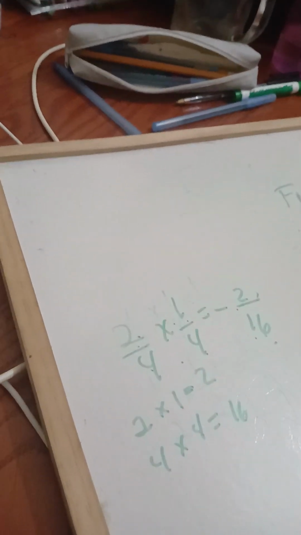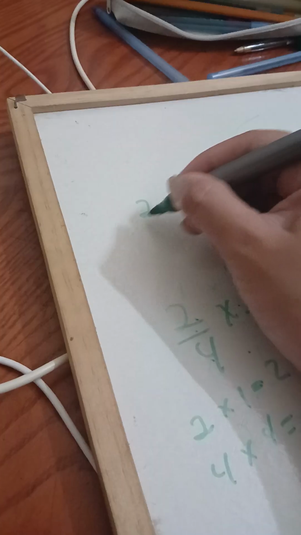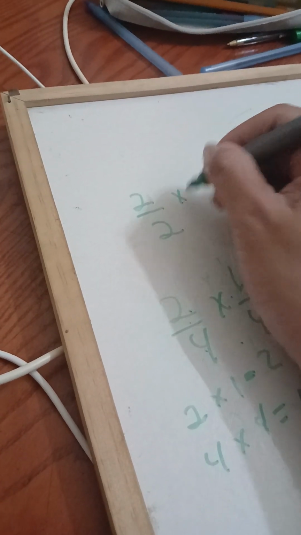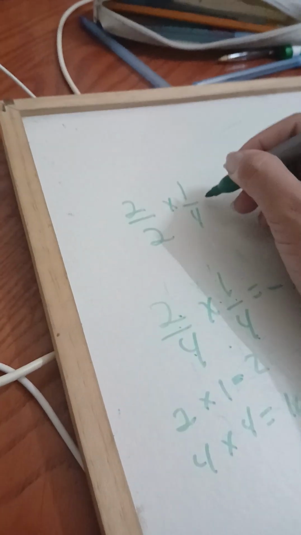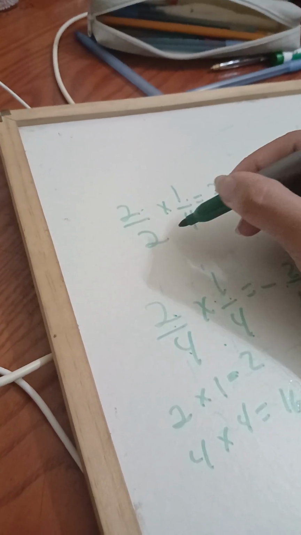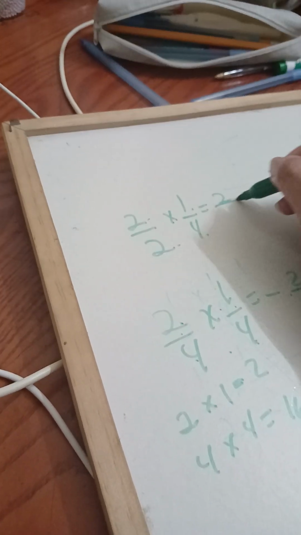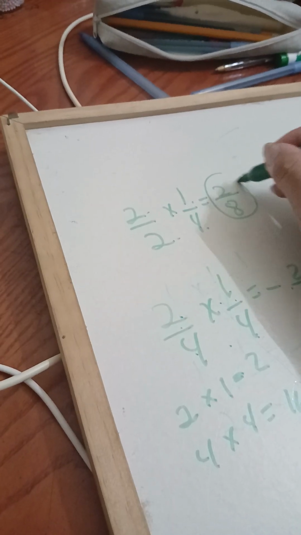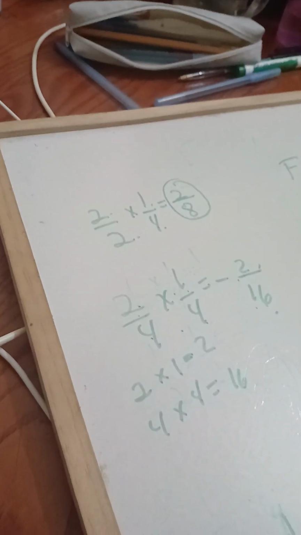So, what happens if we have different denominators in multiplication of fractions? It doesn't matter, it's the same. 2 multiplied by 1 equals 2. 2 multiplied by 4 equals 8. So your answer is 2/8.